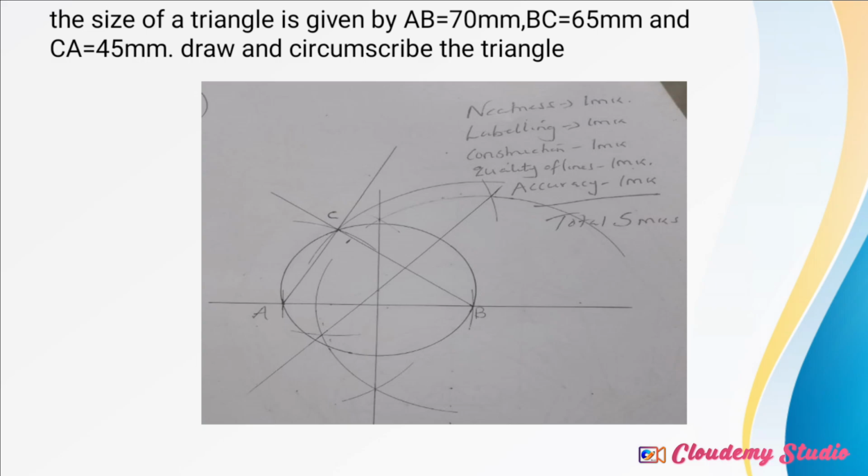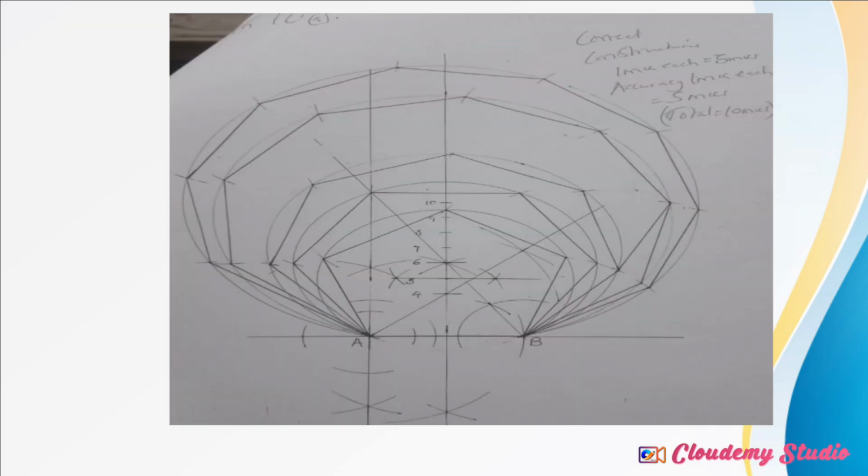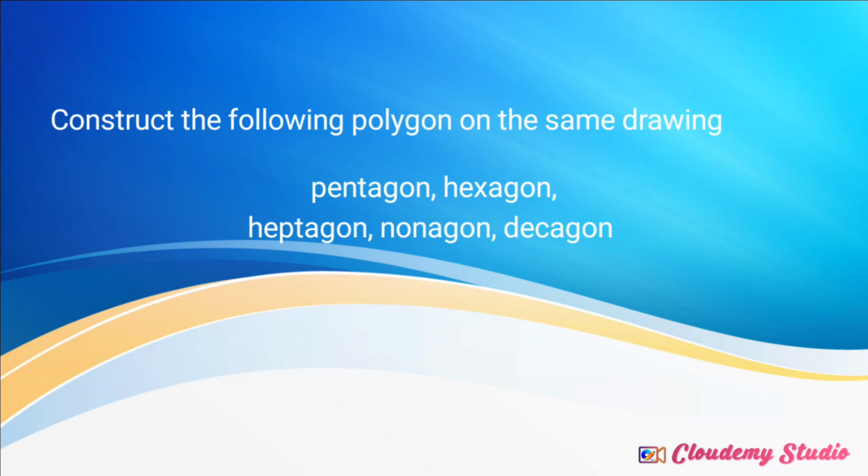So on to the next question. There was this kind of question, and the question was asking: construct the following polygons on the same drawing: pentagon, hexagon, heptagon, nonagon, decagon, given the length of one side. You are given the length of one side as 50 millimeters.